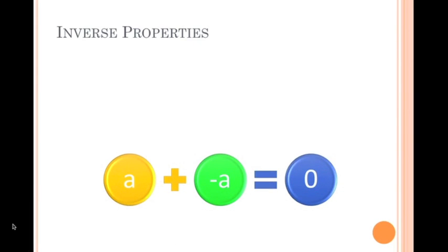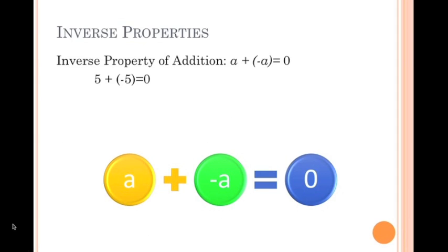The inverse property of addition states that if a is any real number, then a plus negative a equals 0. Every real number a has a unique opposite real number negative a, so that when a is added to its opposite, the sum is 0. The opposite of a number is called the additive inverse. For example, 5 plus negative 5 equals 0.